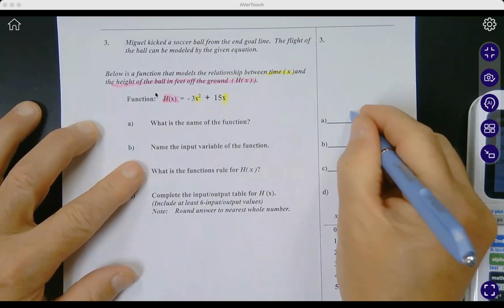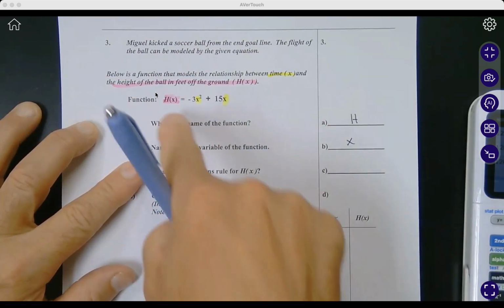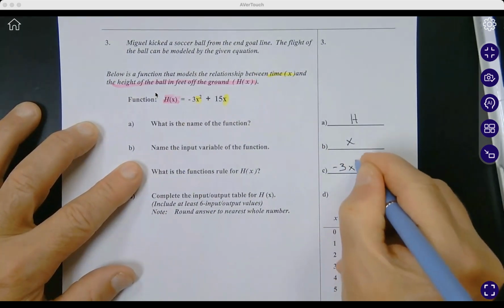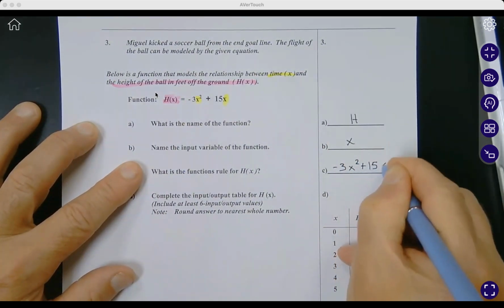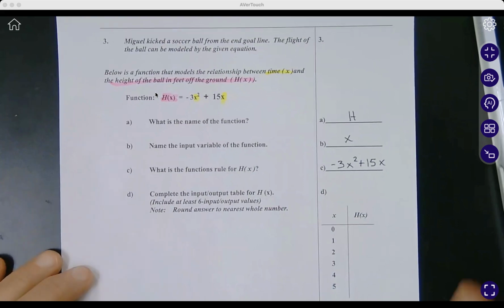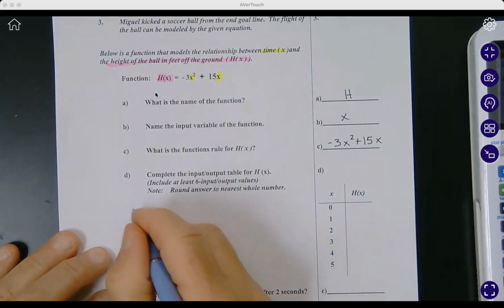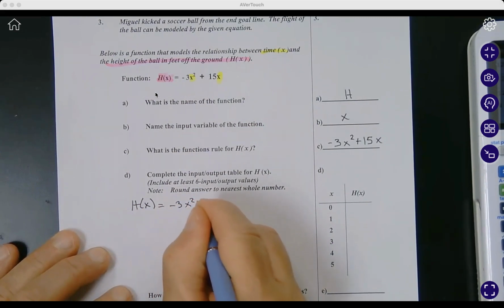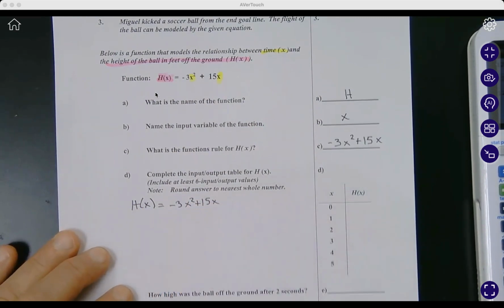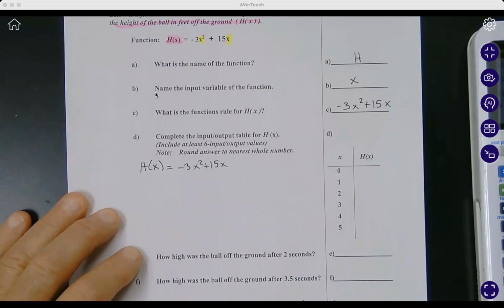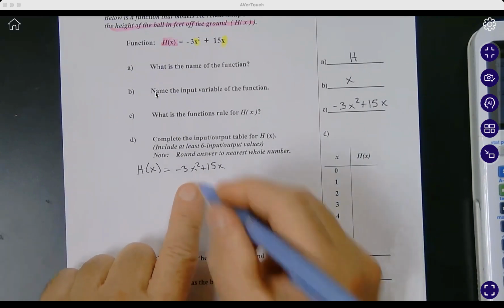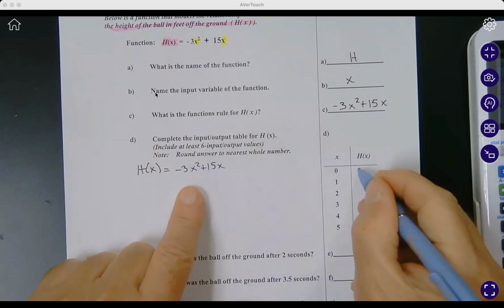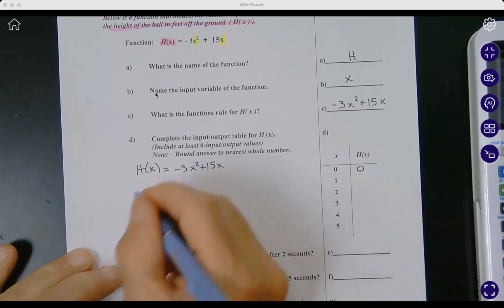The name of that function is H. The input variable is X. The function rule is negative 3x squared plus 15x. Let's go ahead and fill in this table. So I'm going to do H of X equals negative 3x squared plus 15x, and I'm going to find H of 0. Actually, I know that H of 0 is going to be 0, because 0 squared is 0, times that, and 0 plus 0 is 0. So I'm good with that.